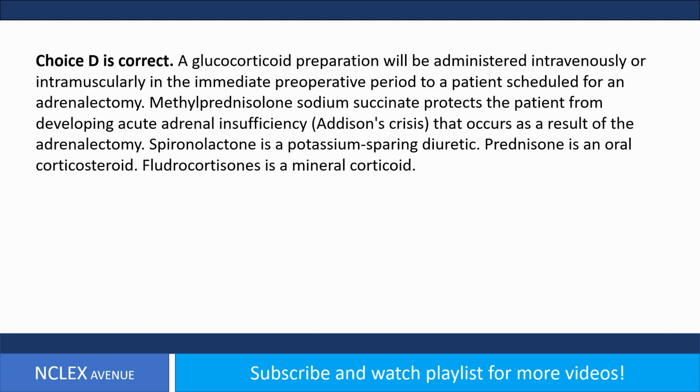Explanation. A glucocorticoid preparation will be administered intravenously or intramuscularly in the immediate preoperative period to a patient scheduled for an adrenalectomy. Methylprednisolone sodium succinate protects the patient from developing acute adrenal insufficiency, Addison's crisis, that occurs as a result of the adrenalectomy. Spironolactone is a potassium-sparing diuretic. Prednisone is an oral corticosteroid. Fludrocortisone is a mineralocorticoid.